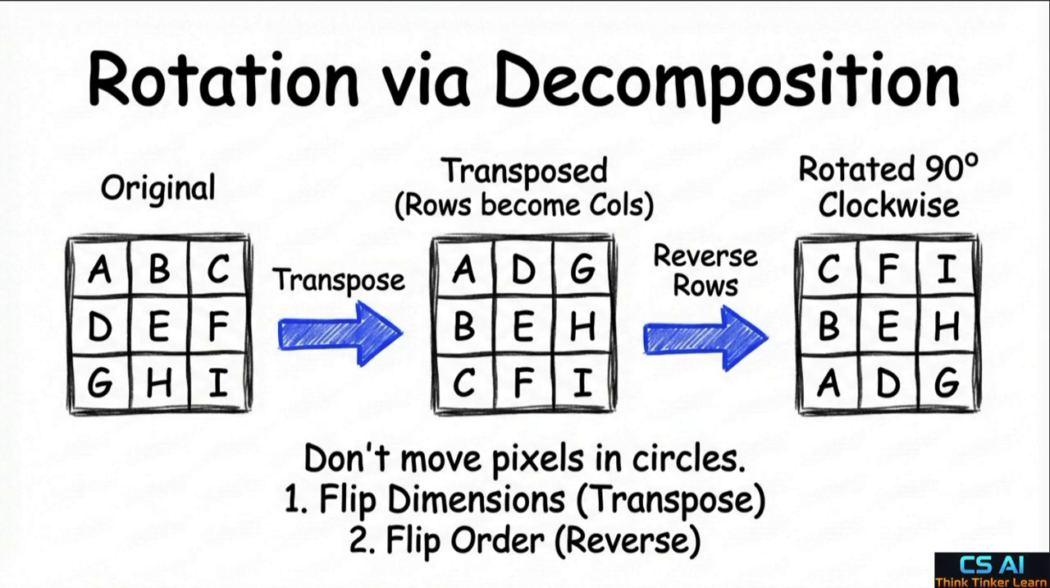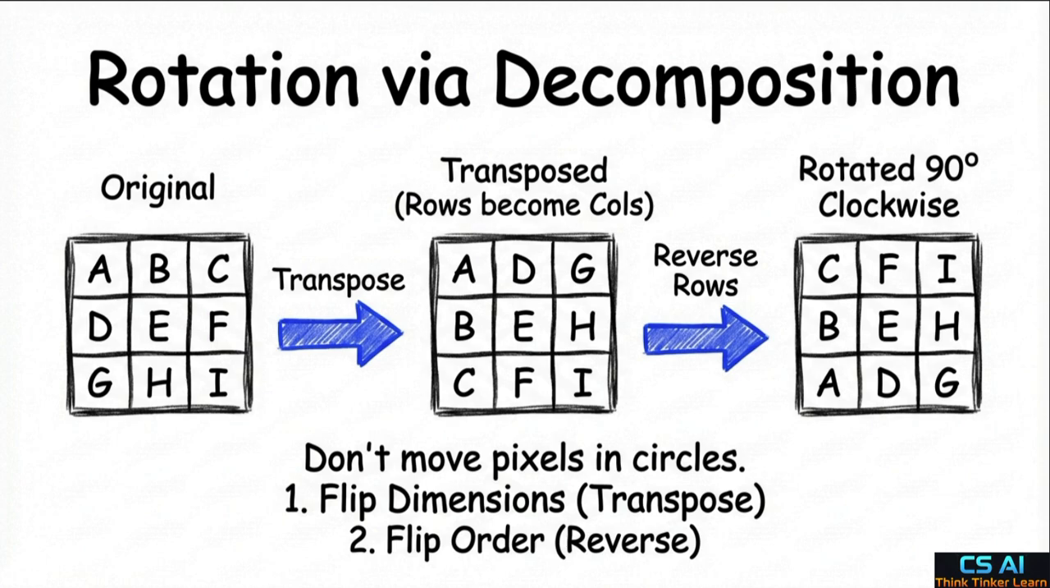This is an O(N) operation that requires zero extra memory if done in place. Now, how do you rotate an image or a matrix 90 degrees clockwise? Many people try to move pixels in a circle using complex trigonometry. Don't do that. It's a nightmare to code. A senior trick is decomposition. You break the complex rotation into two simple steps.